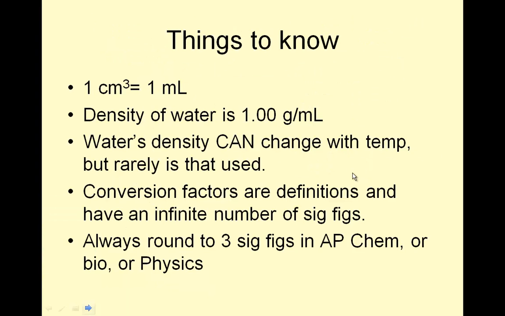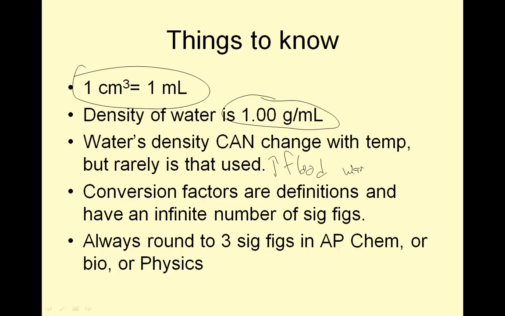Things to know. 1 centimeter cubed equals 1 milliliter. You should know that, and that should be in your working memory. Density of water is 1 gram per centimeter cubed. You should know that too. Water's density can change with temperature. That's rarely used, but every once in a while you need to know that water gets bigger as it gets warmer, which is why people think there's going to be increased flooding due to global warming, because warm water is bigger. So then, we have floods. Good. My house in Indiana will be on the beach then.